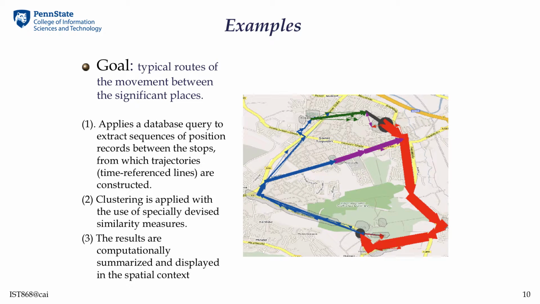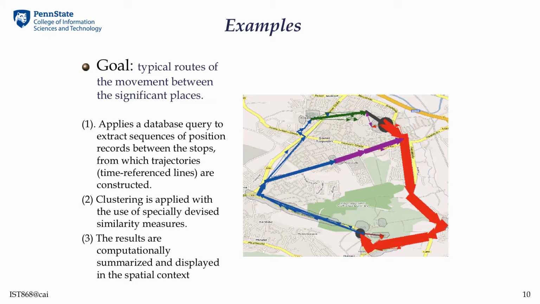We can also ask: can we use GPS data to tell us what the typical routes of movement are between different places? This question adds on to the earlier question. The way we can address it, again, will follow this sense-making loop model. We start with GPS data, and we can query and extract the sequences of positions that have transitions, and connect them from one stop to another.